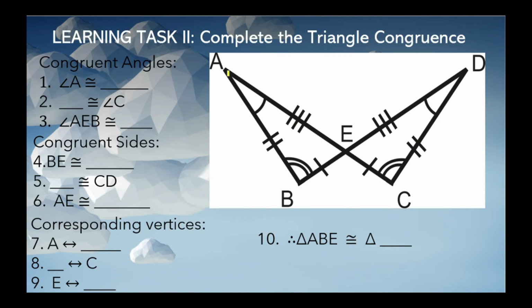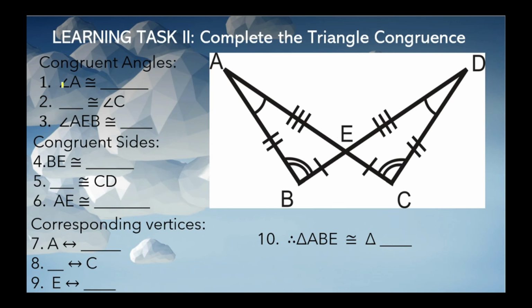So we have here the figure. Take a look at the figure, and we have the markings. So based on the figure, meron tayong dalawang triangle: triangle ABE and triangle DCE. Based on the figure, you're going to complete the triangle congruence.